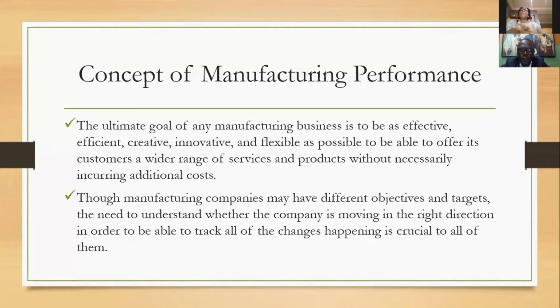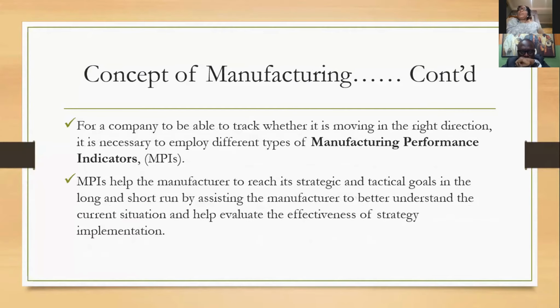So though manufacturing companies may have different objectives and targets, they need to understand whether the company is moving in the right direction. To be able to track all the changes happening is crucial to all of them. For a company to be able to track whether it is moving in the right direction, it is necessary to employ different types of manufacturing performance indicators, which we normally call the MPIs.